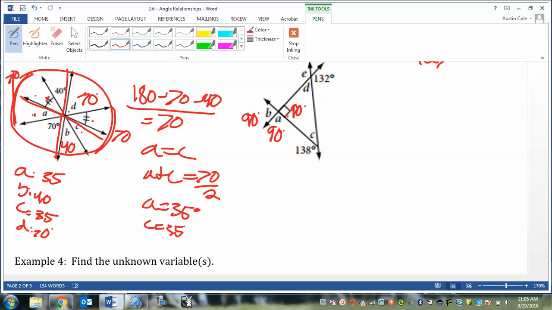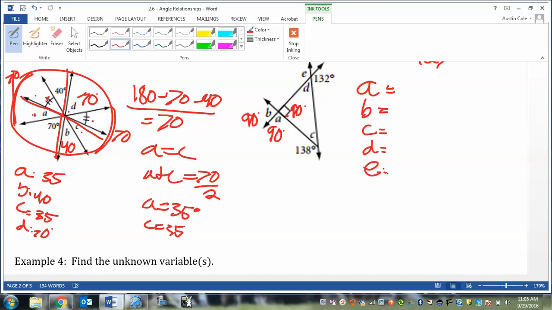Okay. Talk with your partner now and find C, D, and E. You want me to do it? So this one. Wait, hold on. So this right now. So all equal 90, right? C would be.